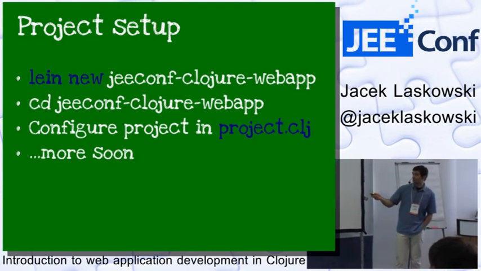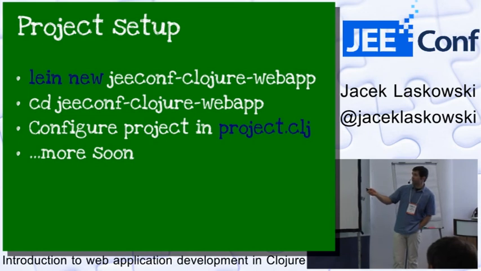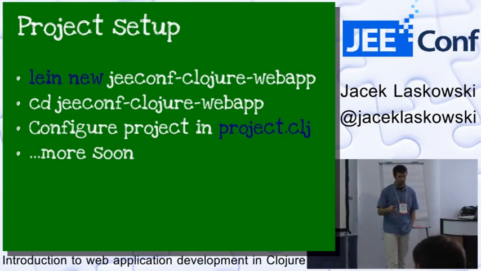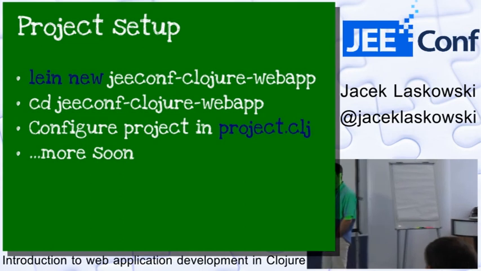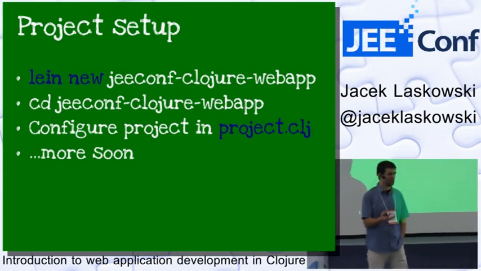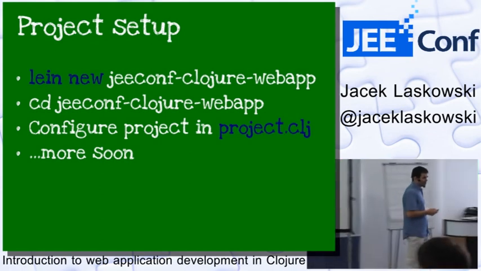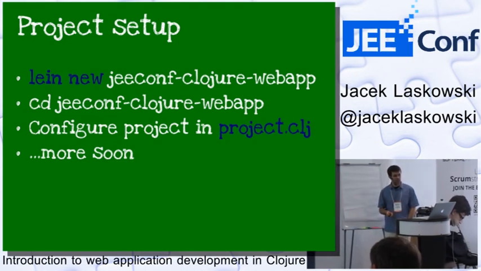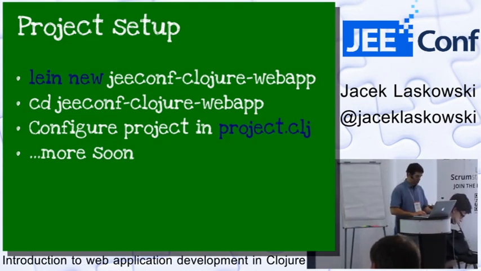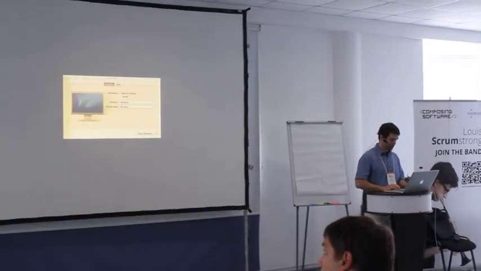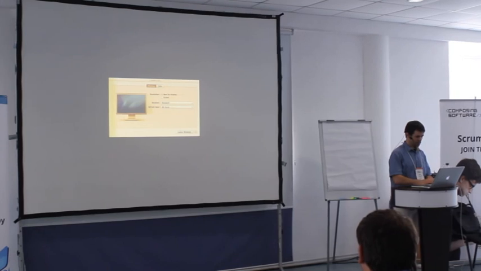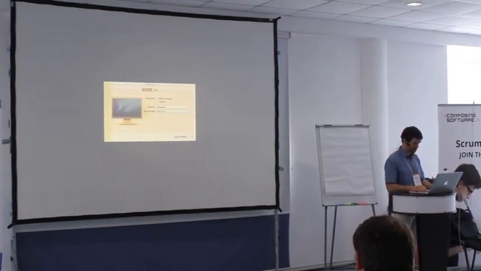Okay, so in our case, when I created this JEEConf Clojure web app, I just cd to this project, and I configure it in project.clj. Project.clj is a Clojure script written in Clojure, obviously, that configures the project you are working with. It's pretty simple, so you will see it in a moment. Okay, and more will come soon, because now I'm going to show you how it is to work with leiningen. So leiningen is that simple. So you see it? No, you don't.